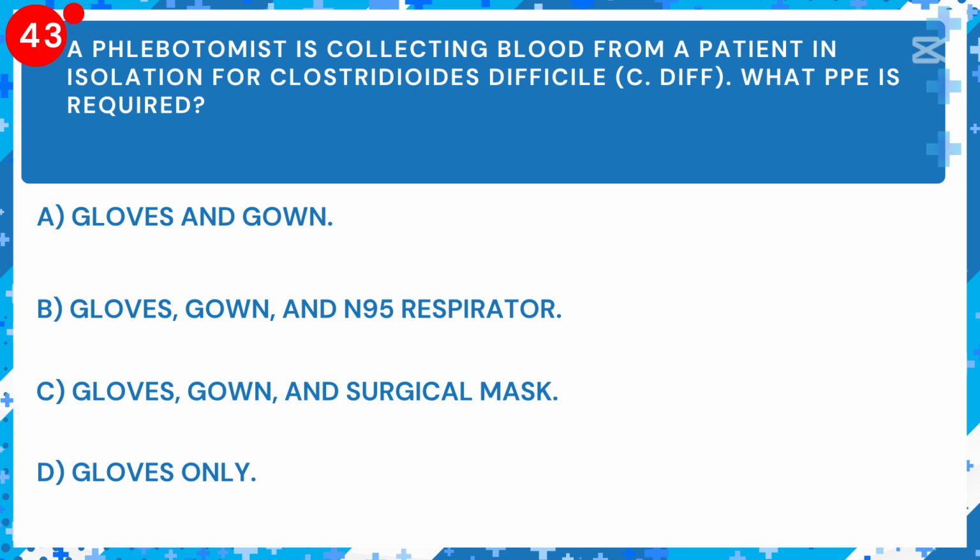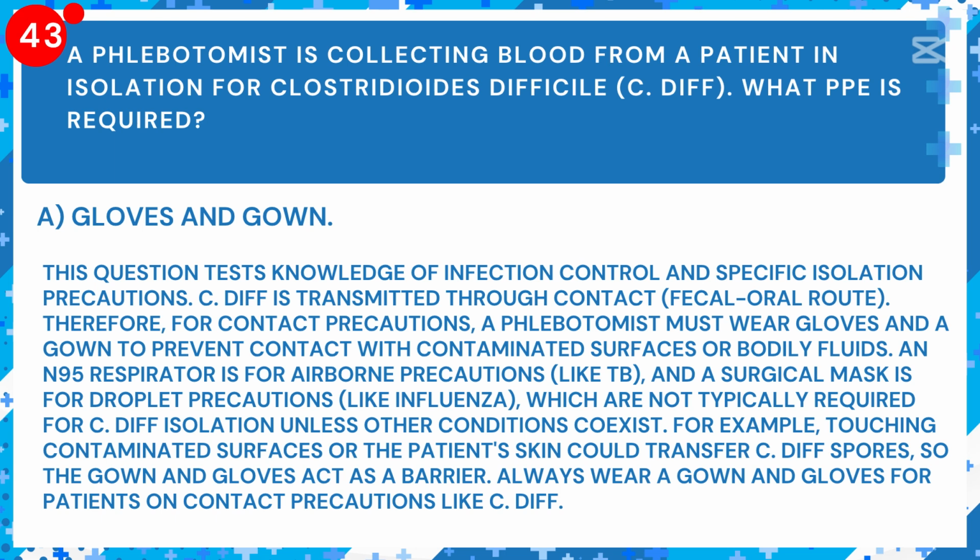Question 43. A phlebotomist needs to collect blood from a patient in isolation for Clostridioides difficile, C. diff. What PPE is required? A. Gloves and gown. B. Gloves, gown, and N95 respirator. C. Gloves, gown, and surgical mask? D. Gloves only. Answer: A. Gloves and gown.